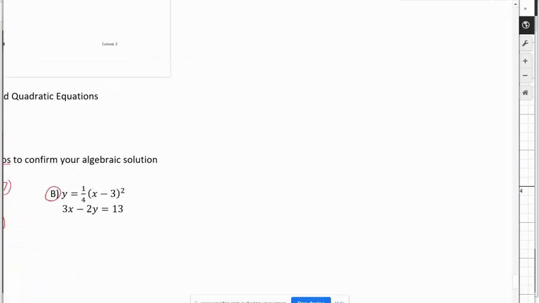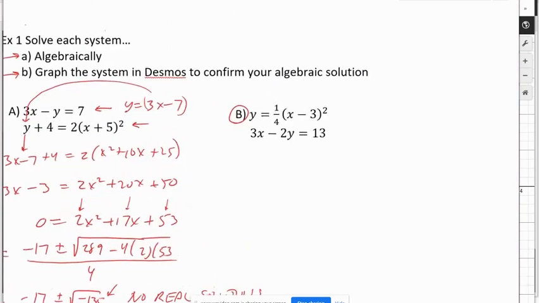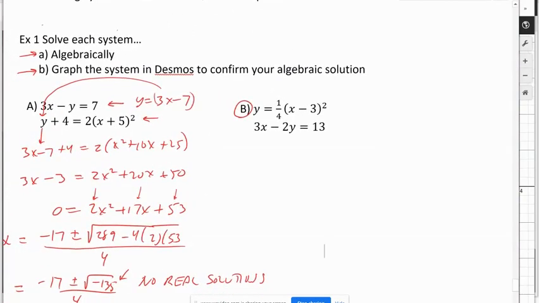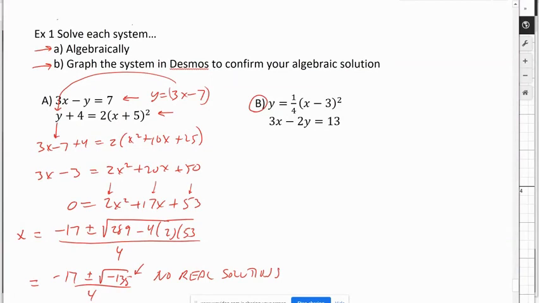Okay, so for example B, we again have a parabola and a line, and we could try to solve for x or y in this equation and then substitute into the other one, but it might actually be easier in this case since we have an expression for y already here. We can substitute the other way. So that would be 3x minus 2 times 1/4 x minus 3 squared equals 13. And so I just put this expression in place of that y.